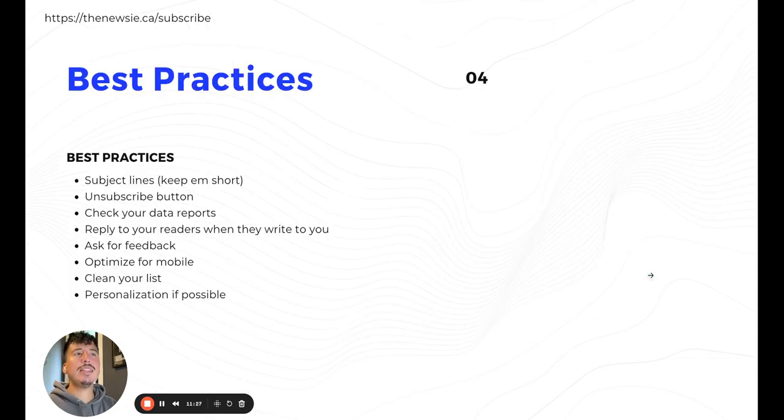So best practices. When you're starting out your email newsletter, you want to have your subject lines nice and short. An example is: how to grow an email newsletter. It's short, five words. Less than 5 words, you should be okay. You could add a longer subject line if you want, but a lot of people read their emails on the phone, so the subject line gets cut off. So you want to have it short.